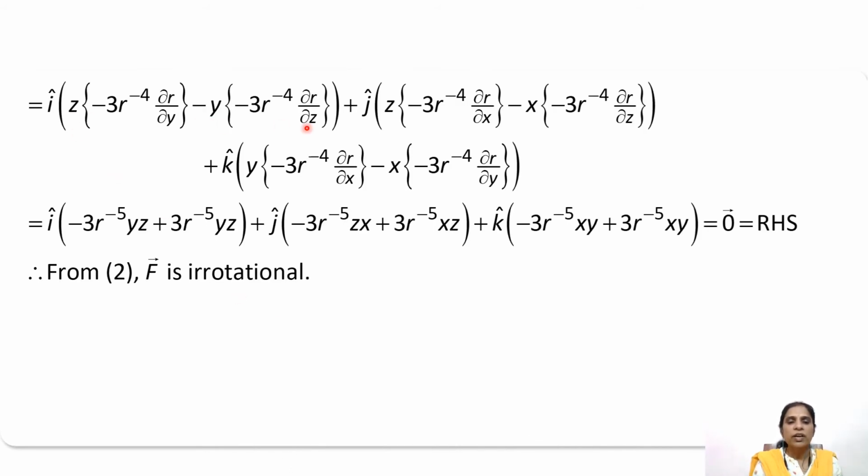Each and every term has been differentiated, and after differentiating you need to use the values of ∂r/∂x, ∂r/∂y and ∂r/∂z. Once you apply these values and simplify, you can see that you are going to get a zero vector. So for this vector field, vector r by r³, the vector field is both solenoidal and irrotational.